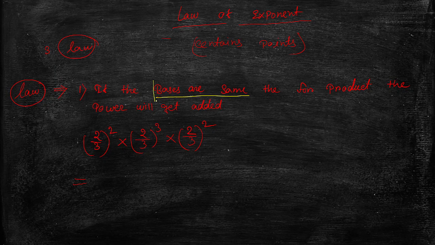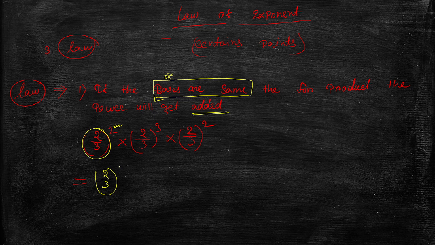Otherwise it will not be applicable if the bases are not the same. See, 2 by 3, 2 by 3, 2 by 3. The whole thing is the base and this thing is the power. So the base is 2 by 3 for all. Now what will the powers get?